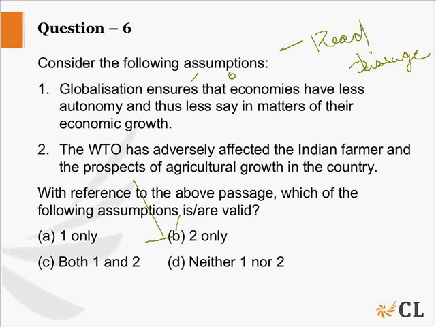Because you would have read a paragraph which was mentioning that sovereigns do not have a complete control, right? But nowhere does the passage say that they will have less say in the matters of the economic growth. That is what is not being said by the passage, by the author. The WTO has adversely affected the Indian farmer and the prospects of agricultural growth in the country. Vaibhav is saying, isn't this implicit? Okay, Vaibhav. So I think I'll need to go back to your passage and make things clear to you.